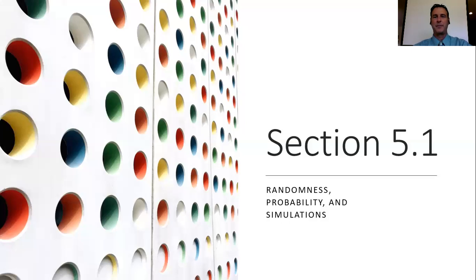This is section 5.1, randomness, probability, and simulations. Today, for my activities, you'll use a die, a six-sided number die, and you'll use a penny. If your teacher gave you one because you're in class, then great. And if not, go grab one from your closet or your piggy bank, and we will begin.